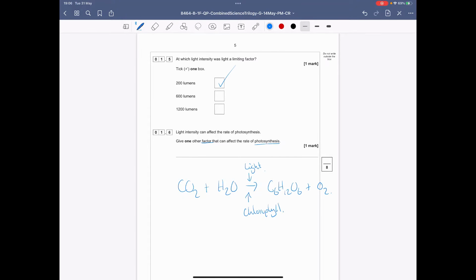So the other things you could say that are your limiting factors would be carbon dioxide concentration, okay? You would say the amount of chlorophyll. You could also say temperature, and you can also in this one say the amount of water available, because it would affect the rate of photosynthesis. So just think of the other things that plants need.